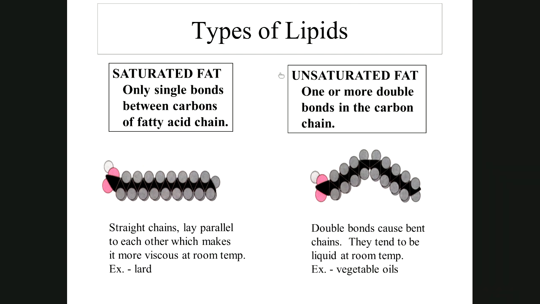Unsaturated fats, 1 or more double bonds in the carbon chain, and when that happens, it bends. There's a double bond there, so they're not maximally bonded to hydrogens anymore at that one point, and the chain bends. Double bonds cause bent chains. They tend to be liquid at room temperatures, like vegetable oils that you would use for cooking things. You can use olive oil, vegetable oil. Those are all liquid. Those are all unsaturated fats.